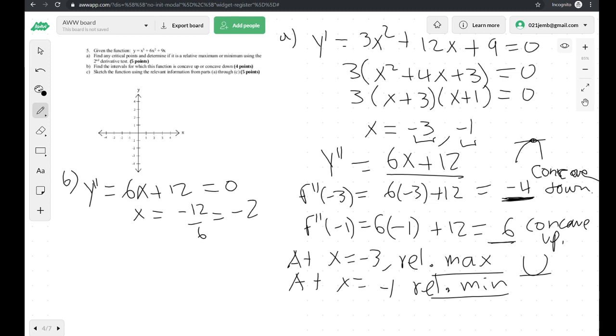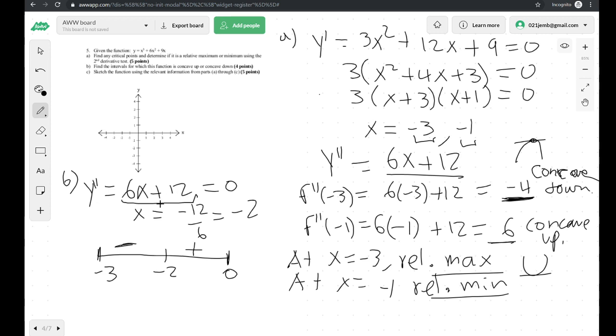So we can do a line test. We can put negative 2 in the middle, and then we can test values around it. We can test x equals 0, and we can test x equals negative 3. So what happens when x equals 0 in the second derivative? 6 times 0 is 0, plus 12, it's going to be positive. So this side is positive. And what happens if it's less than negative 2? It's going to be negative.